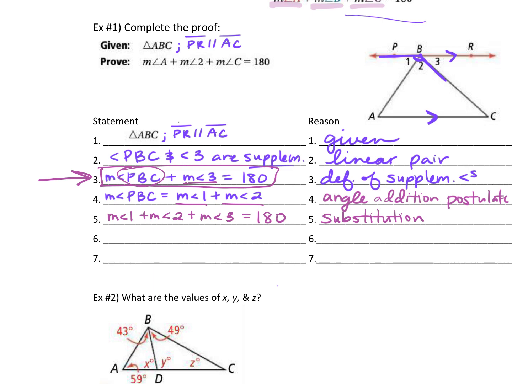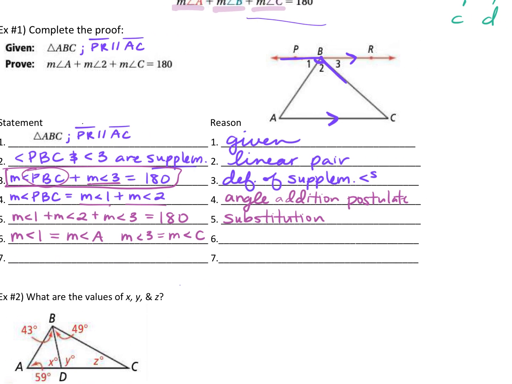Now we're going to kind of go back to some other things we know. You told me earlier that the measure of angle 1 is equal to the measure of what? Angle A. You also told me that the measure of angle 3 is equal to the measure of angle C. Why did we know that? Alternate interiors. Yeah, take a look at those angles. 1 is congruent to A. 3 is congruent to C. Those are alternate interior angles.